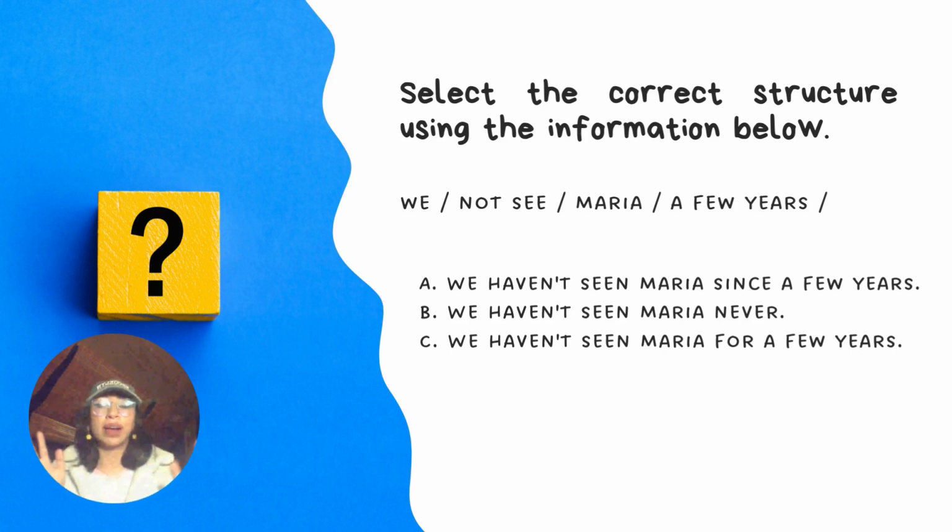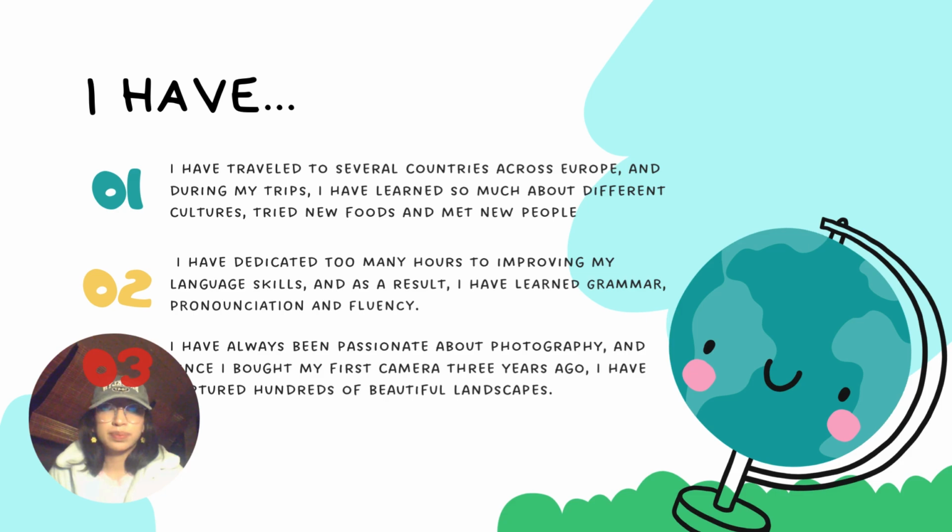So when we have that amount of time and we are talking about an action that started in the past and continues in the present, because you haven't seen Maria for this period of time, you use for. Excellent. Now, okay. So for our next activity, we have three sentences.